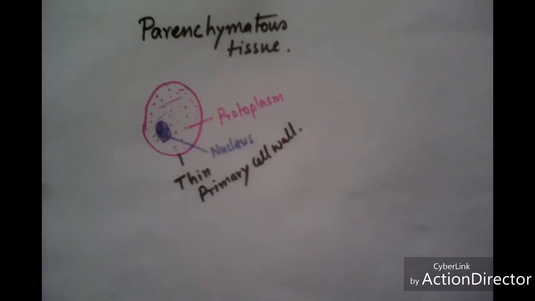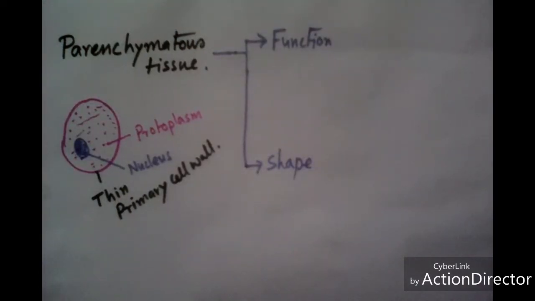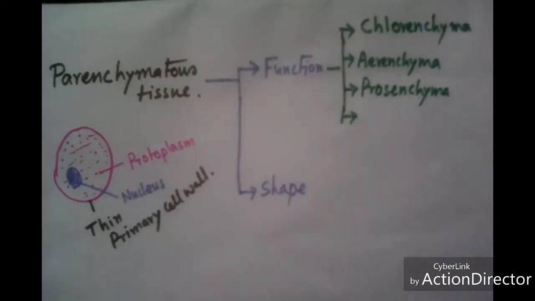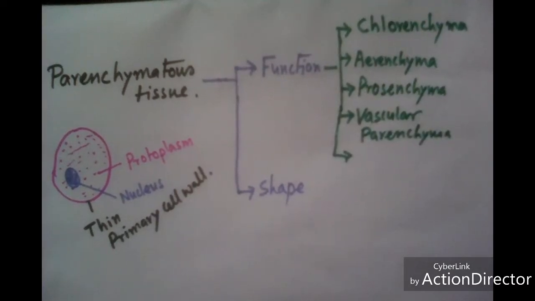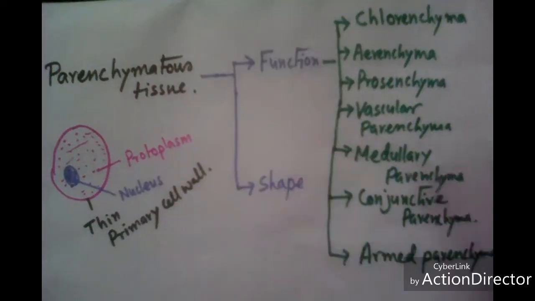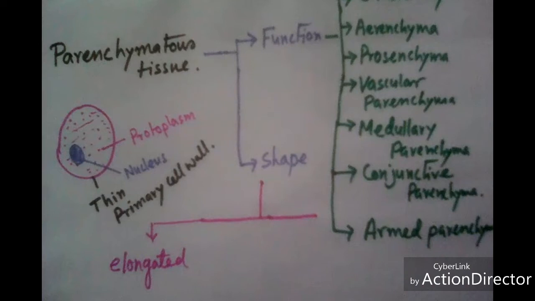Now, parenchymatous tissue is divided into types according to function and according to shape. According to function, there are seven types: chlorenchyma, aerenchyma, prosenchyma, vascular parenchyma, medullary parenchyma, conjunctive parenchyma, and armed parenchyma. And according to shape, parenchyma is divided into four types: elongated, stellate, polyhedral, and lobed.